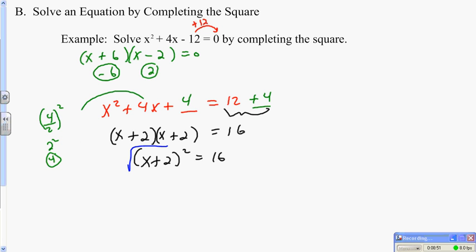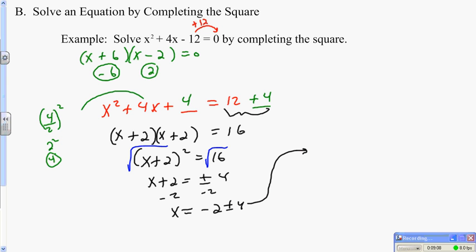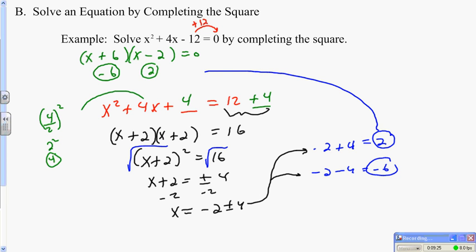I will then square root, which will give me x plus 2 equals a plus minus 4. I'll subtract 2. We'll have negative 2 plus or minus 4, which has two solutions. Negative 2 plus 4, which is 2, and negative 2 minus 4, which is negative 6. The same solutions we got when it was factorable. I'm going to stop here, and I'll finish the next couple questions on part B.